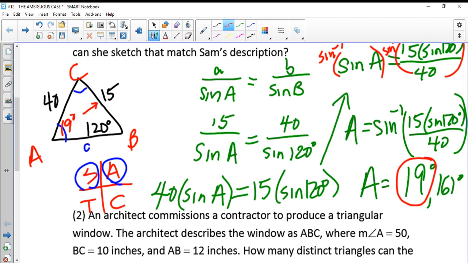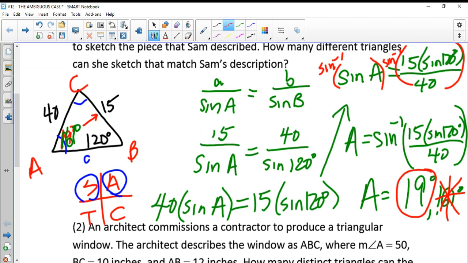So if you come back and now look at angle A and think, can that be 161 degrees? It's possible based on the numbers, but with our applications, these two angles themselves are already bigger than 180 degrees. It's 281 degrees. So as far as 161 is concerned, there's no way that I could get another triangle using that angle measure. So how many possible triangles can I sketch using Sam's description?